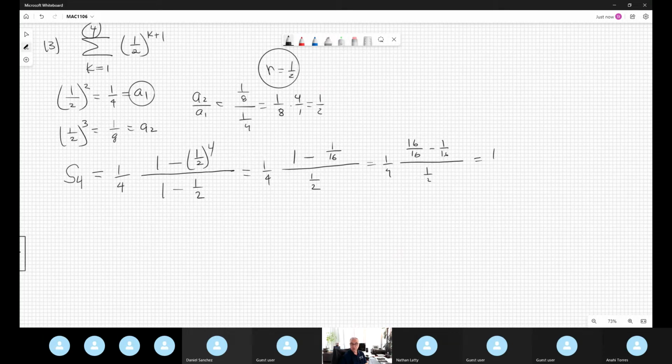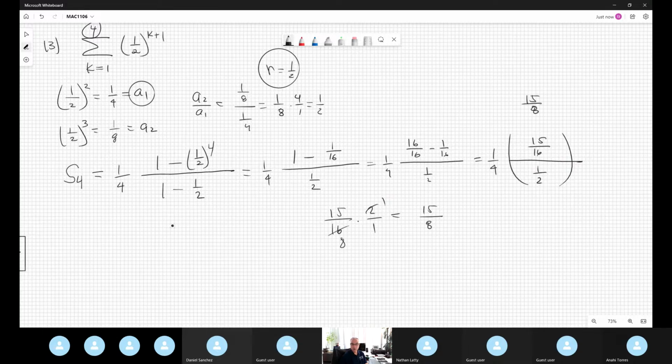So it's 1 over 4. I continue working. 15 over 16 divided by 1/2. Let me divide the upper part first. So it's 15 over 16 times 2 over 1. Flip it, reciprocal. So we get 15 over 8, because 2 cancels out with 16, giving 8. Now 15 over 8 is the answer of this part.